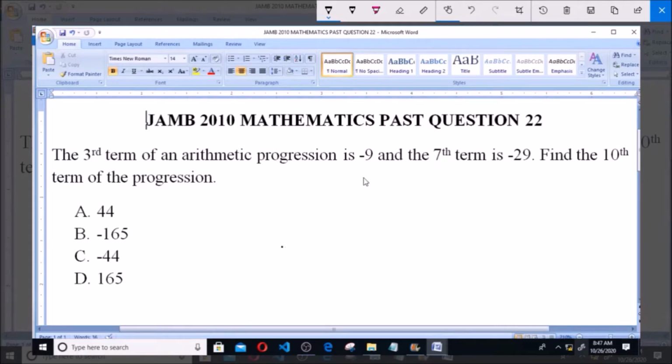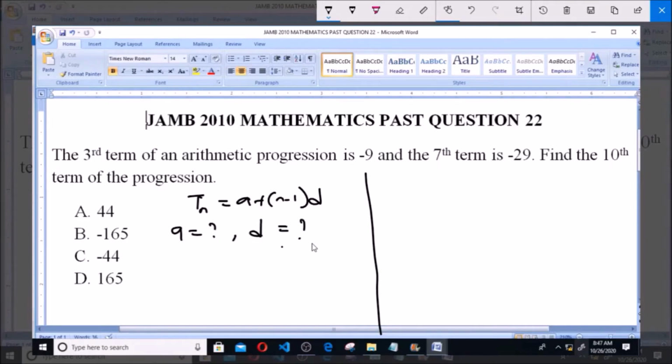Now for us to find the 10th term of this progression, we know that to find a term, Tn is equal to A plus n minus 1 multiplied by D, A being the first term and D being the common difference. This is an arithmetic progression. For us to find the 10th term, we have to know the first term, which is A, and we also have to know the common difference, which is D.